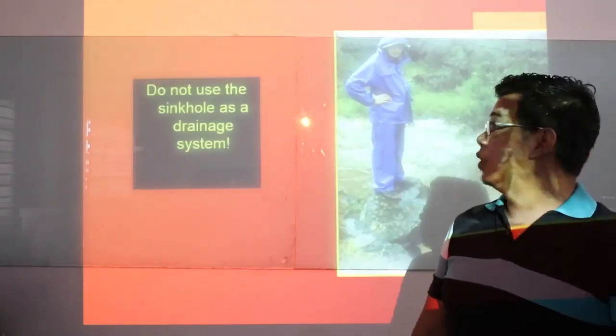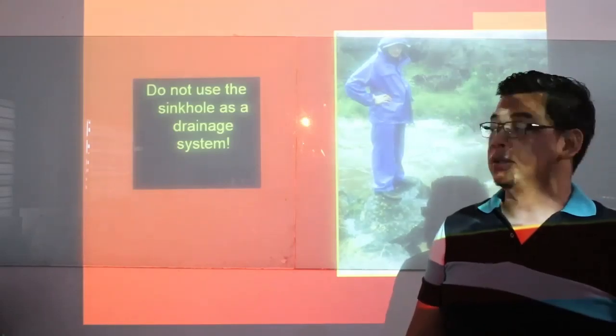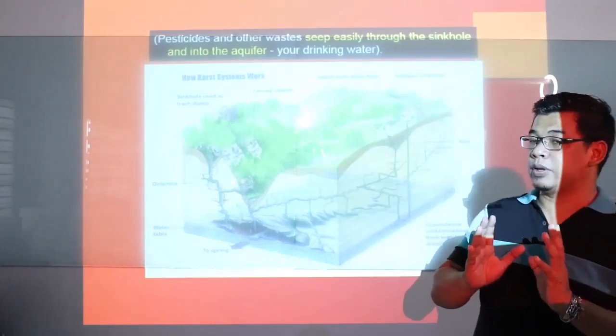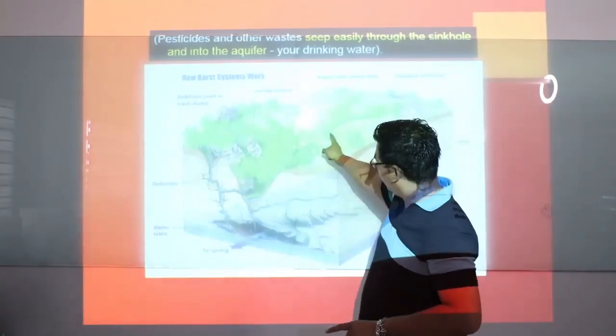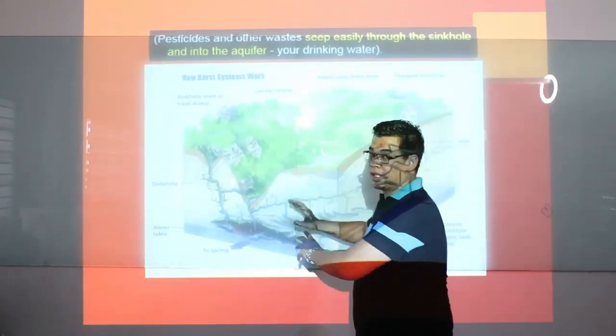Okay, one thing. Do not use a sinkhole as a drain system. It aggravates the landmass. So this is what we call an example of liquefaction. Again, the bodies of water accumulate on the downside. This is where the cave formation occurs.